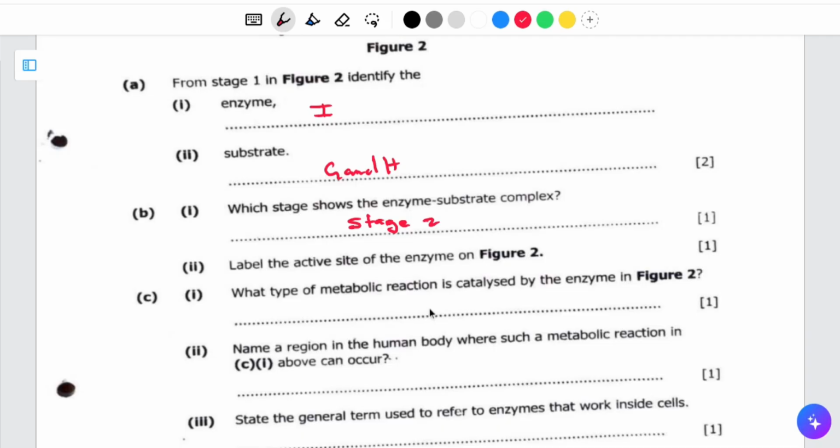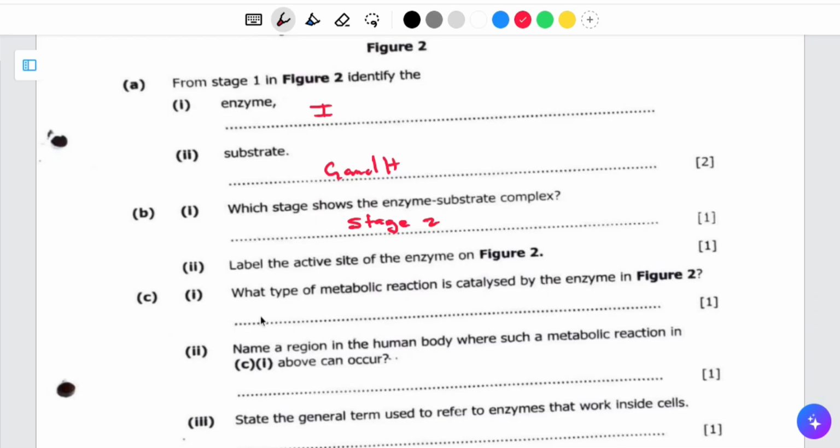Anabolism is where small molecules are brought together, or are built, to form large molecules. And what facilitates that are enzymes. So in short, enzymes can be used to build large molecules from smaller molecules. They can also be used to break down large molecules into smaller molecules.